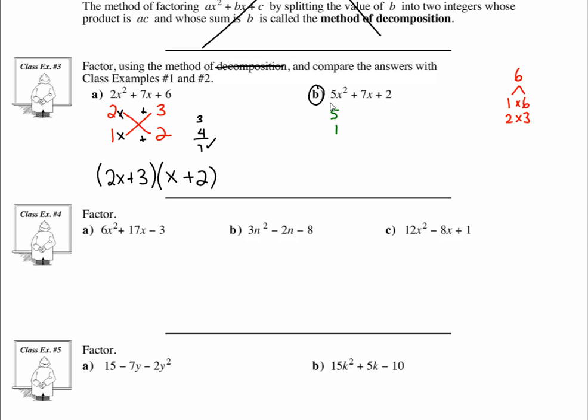5 times 1, only way to multiply to 2. 2 and 1, we want to make 7. So beside the 5, what goes there? The 2 and the 1 goes on the bottom. That should work. 5 times 1 is 5. 1 times 2 is 2. That makes 7. So you should have had 5x plus 2, x plus 1. Good?